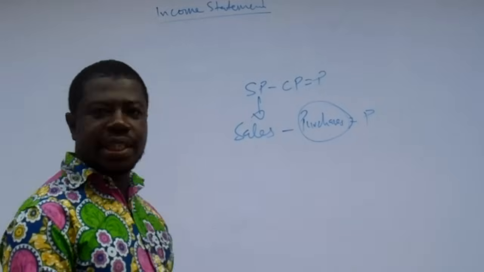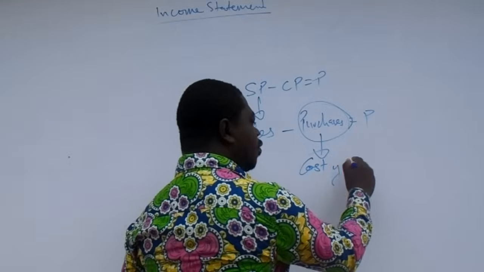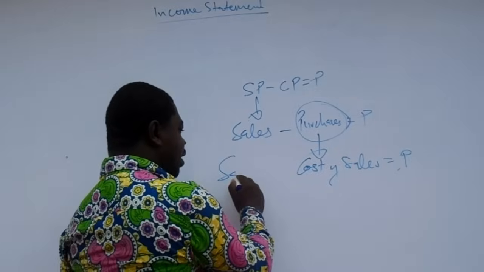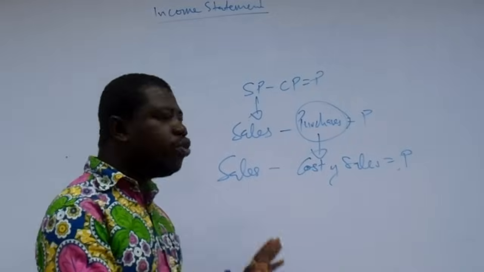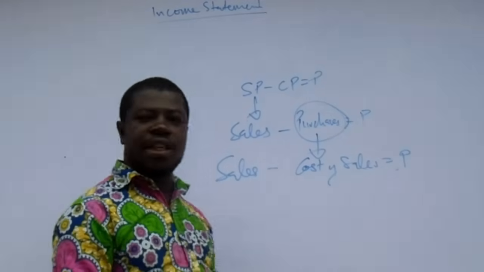And so instead of purchases, to give it a better name, we call it cost of sales. So profit still remains, our sales still remains. And so the profit equation that we are going to look at here is our sales minus our cost of sales. That will give us our profit.